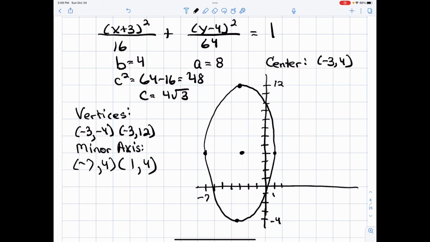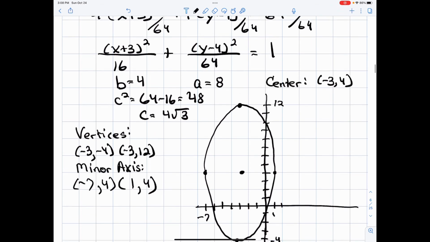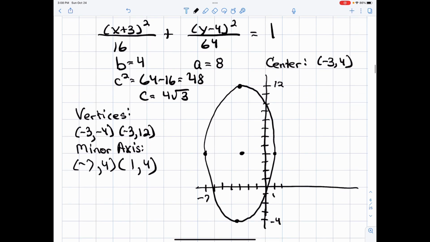So the foci, we were looking at the 4 square roots of 3. Let's see here. Square root of 48 is 6.9. So you would go 6.9 up from the center and 6.9 down from the center if you're wanting to find your foci there. But it just asked us for the center, the vertices, and the minor axis points. So there you go.